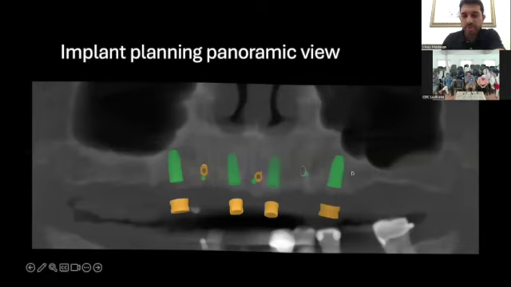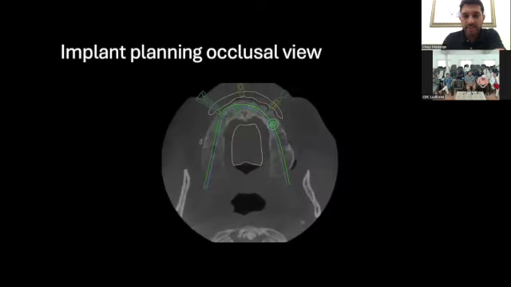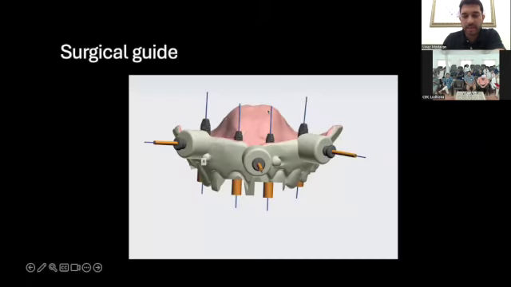The patient did not want to go through a sinus lift procedure, so we decided to place these implants a little bit more anterior than the sinus walls. Again, these are the anchor pins. This is the implant planning occlusal view. As you can see, equidistance, just like what we did for our previous patient. These are the anchor pins that fit in. And this is how the surgical guide looks. It's basically a replica of your denture.